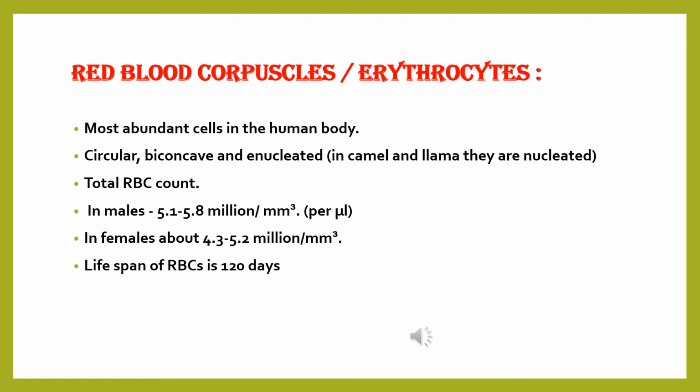The average lifespan of an RBC is about 120 days. After 120 days, the dead RBCs are destroyed in different organs. They are destroyed in the liver and the spleen of the adult.